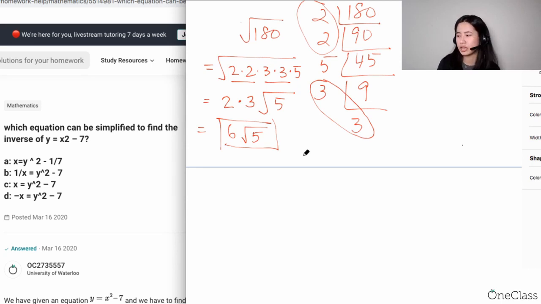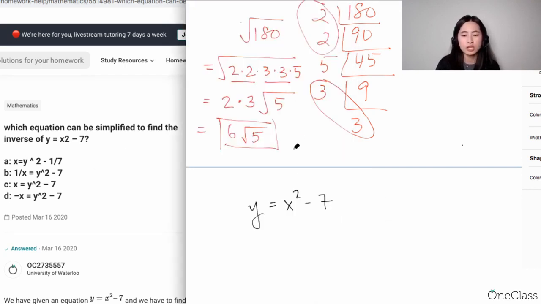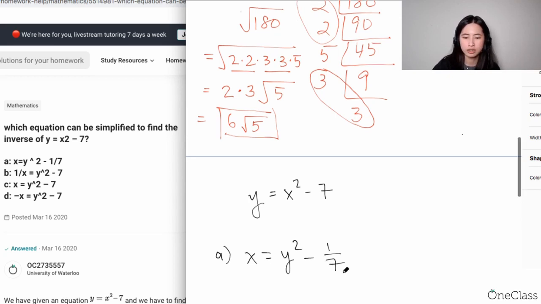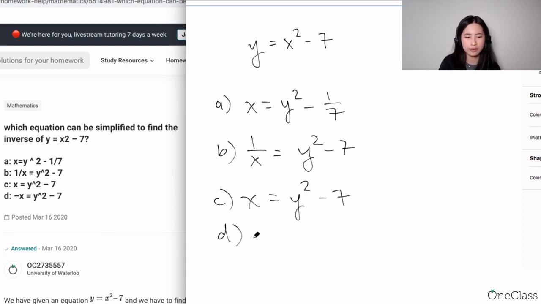Okay, so first of all, the question is y is equal to x squared minus 7, right? And we're supposed to find the inverse, or which of the following options it can be simplified to. So first of all, for part A, we have x is equal to y squared minus 1 over 7. For part B, this is going to be 1 over x, which is equal to y squared minus 7. For part C, we have x, which is equal to y squared minus 7. For part D, we have negative x, which is equal to y squared minus 7.